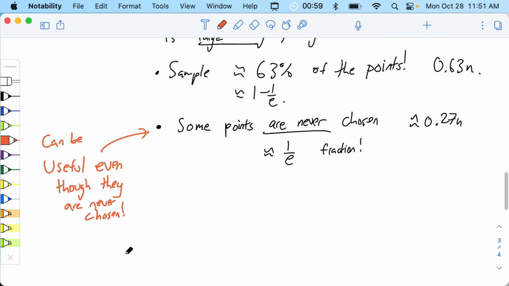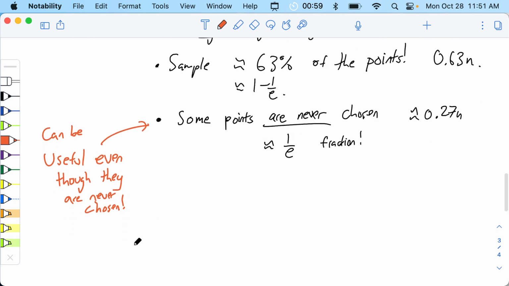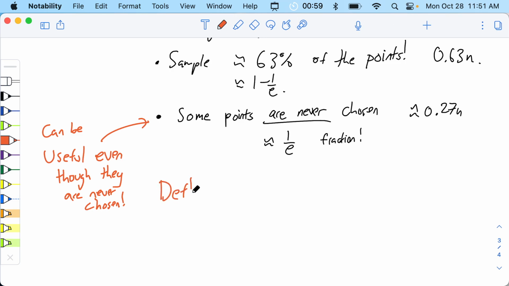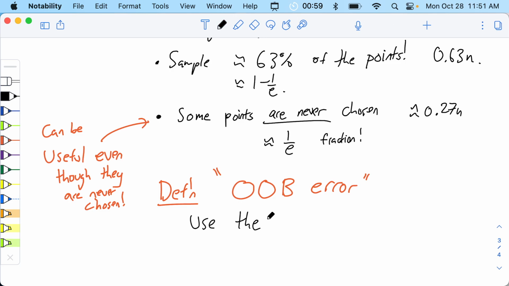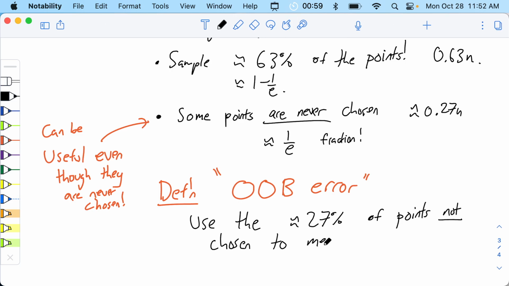And how are they useful? You can measure the error on them. So this is the definition of the OOB error. The OOB error is: use the points, let's say the 27% of points not chosen, to measure the error.